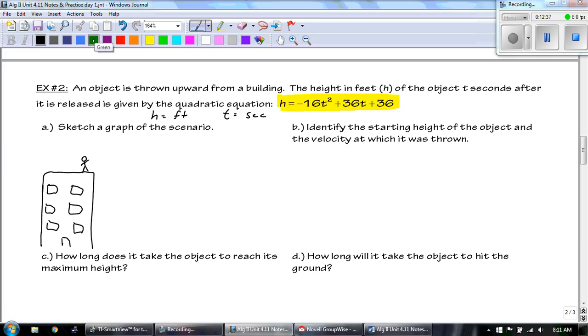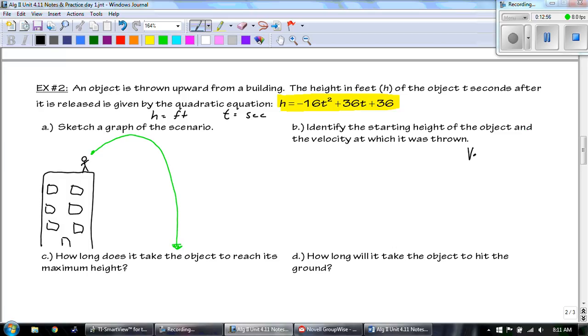I don't really have brown. Okay, it's going to be a tennis ball. So here's the tennis ball. And it goes whoosh, and the same thing comes down and hits the ground. Okay? So identify the starting height of the object and the velocity at which it was thrown.